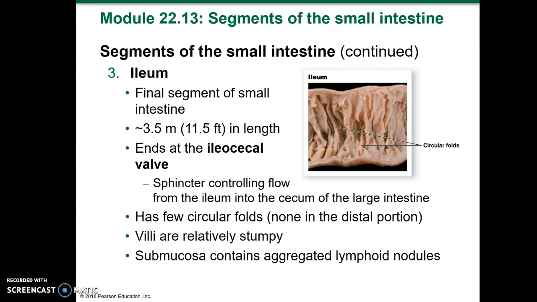The ileum is the final segment of the small intestine. It's about 11.5 feet in length. It ends at the ileocecal valve, which is a sphincter that controls the flow from the ileum into the cecum of the large intestine. It has very few circular folds, none at the distal portion, and the villi are relatively stumpy. The submucosa contains aggregated lymphoid nodules.